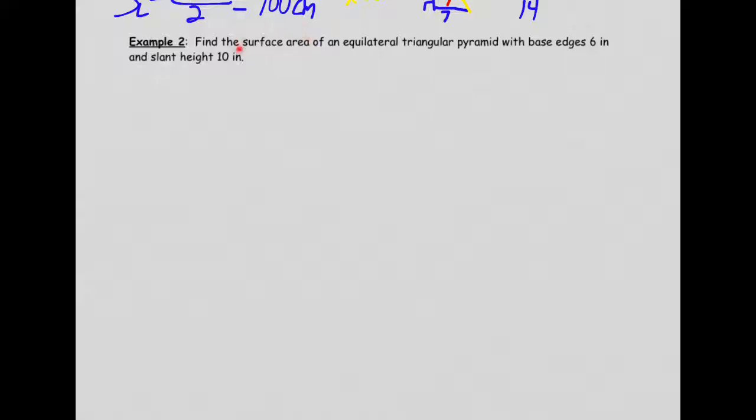Okay, when it says surface area just like that, it just means total surface area. So I'm looking for ST. And we're looking at an equilateral triangular pyramid. So the base is an equilateral triangle. Okay, everybody with me so far? The base edge has 6 inches. How long is the base edge? 6 inches. That means each side is 6 inches, right? Because it's an equilateral. Alright. We good so far?